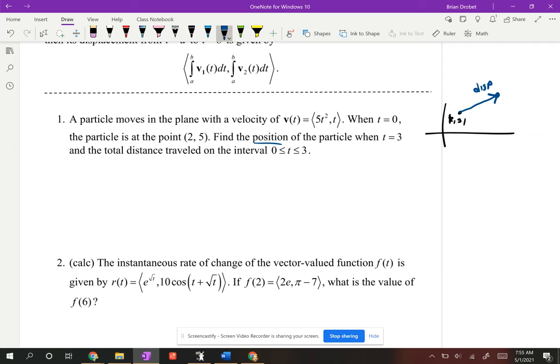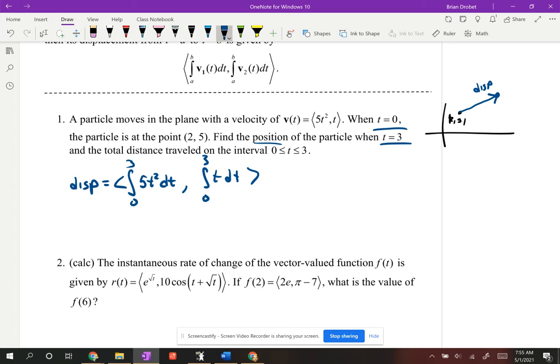So the way we're going to do that is we're going to integrate each of the components to get the displacement vector. So the displacement vector is going to be found by integrating the x component across the time interval starting at 0 and going to 3, and integrating the y component starting at 0 and going to 3.